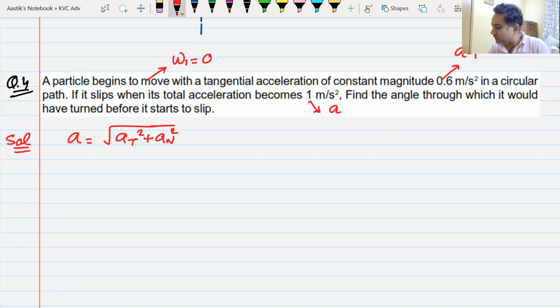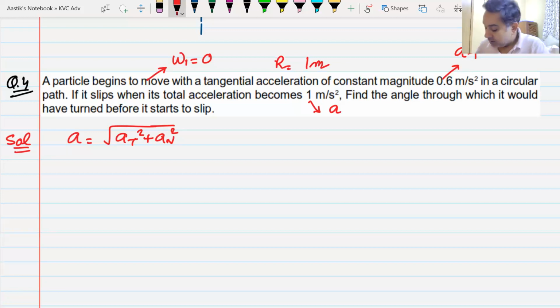I think the radius of the circle is not given, no? Yes, sir. The radius of the circle is not given, so let us take it as 1. Because without the radius of the circle, we will not be able to calculate this. So let us take the radius of the circle as 1 meter. I think that is the missing information in the question.